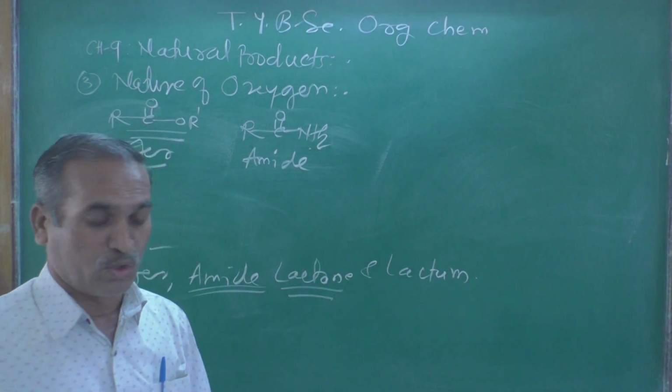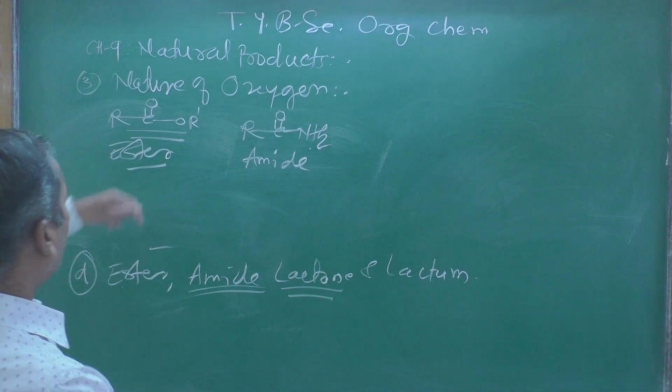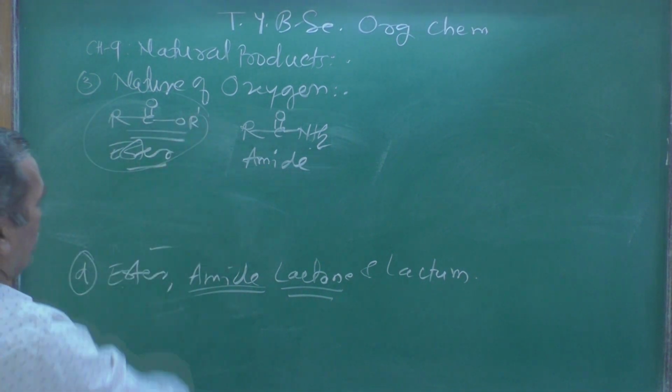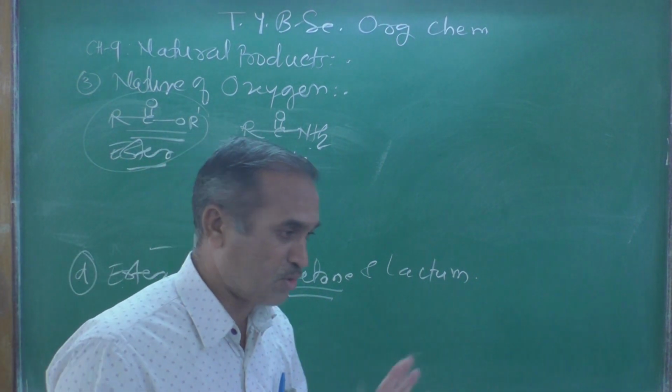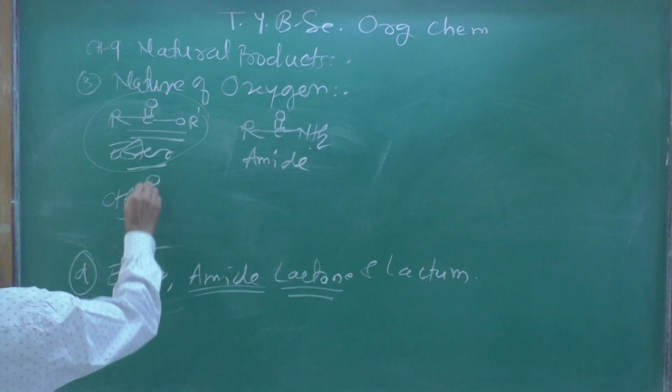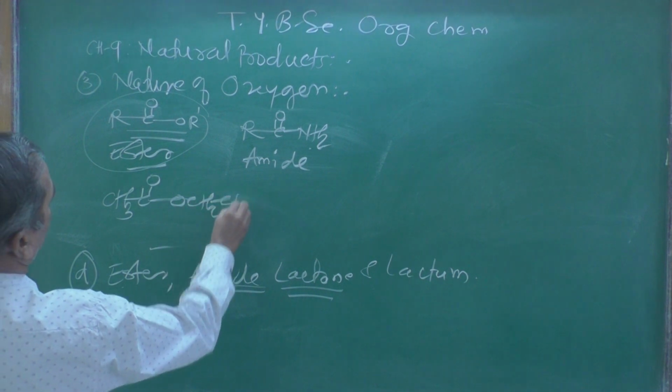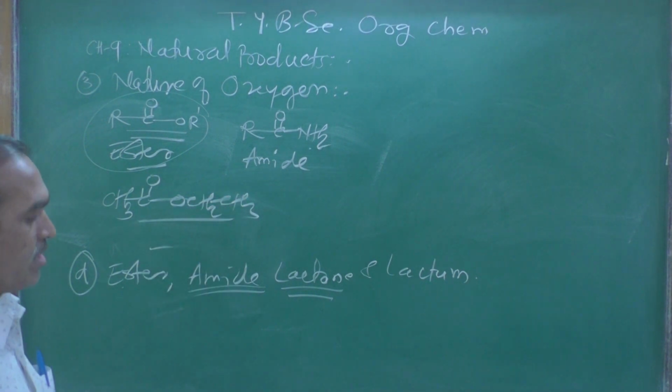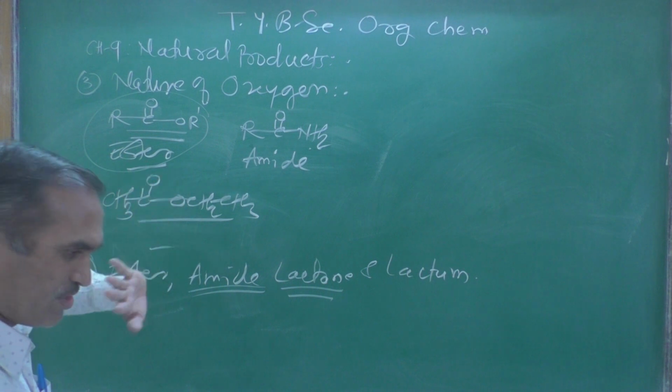Now, what do we mean by a lactone? As we know, this is an ester. It is an open chain compound, no doubt about it. For example, let us see here CH3, C double bond O, O, then CH2CH3, that is ethyl acetate. As you know, this is open chain.